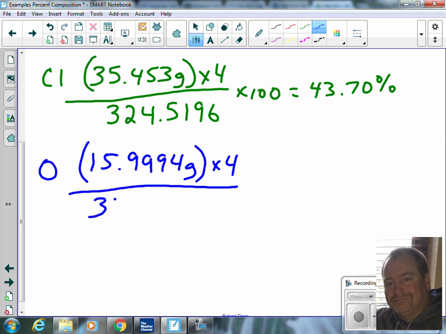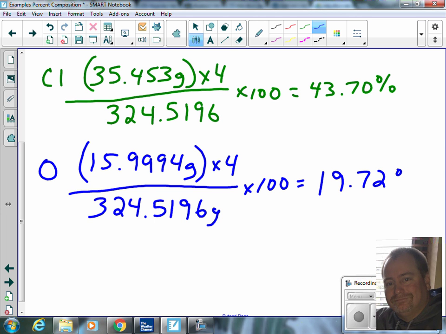Divide by the total mass of the compound. Multiply it by 100. 15.9994 multiplied by 4 is 63.9976. So that's my top number. And I'm going to divide that by 324.5196. And that's going to give me a value. I times it by 100, put it into a percent. 19.72%.